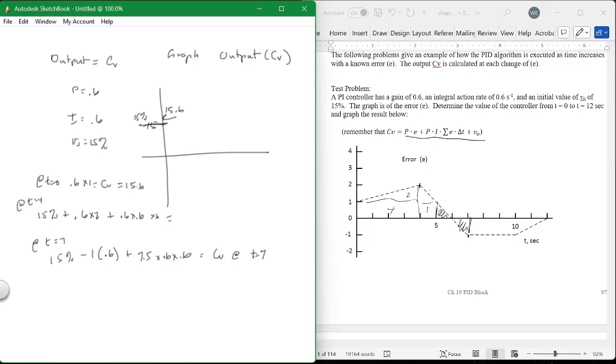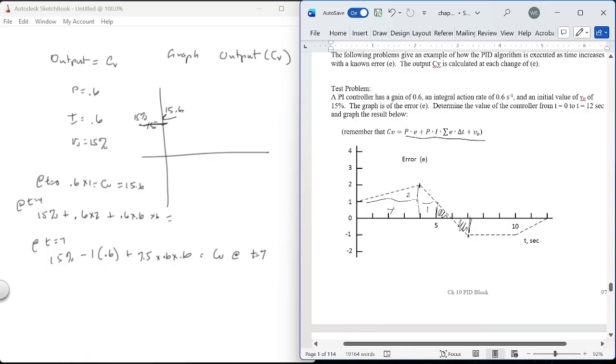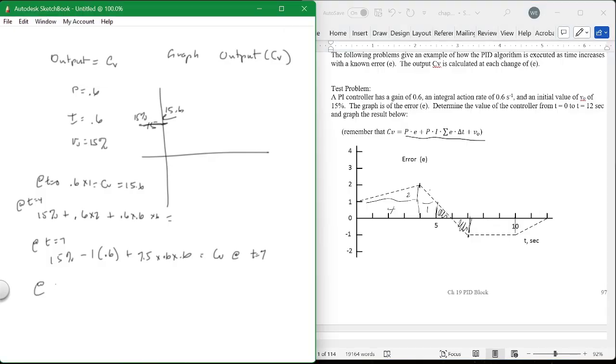And then you can go to 10, and you can do the same thing. And now you have 7.5 minus 1, 2, 3. So you have 7.5 minus 3, or 4.5. So at t equals 10, you have 15% minus 1 times 0.6 plus 4.5 times 0.6 times 0.6, which is equal to something else, and I don't know what that is.